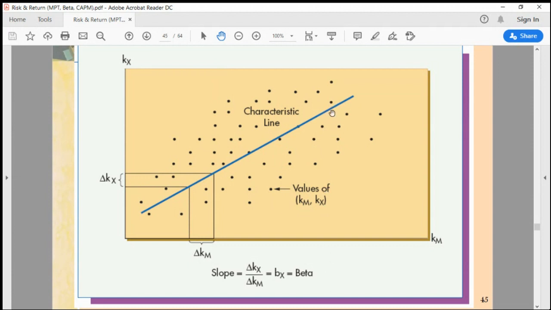What if the market return is something like this? What should be the right X value, company X's return? In other words, this process is called regression, right? Linear regression.